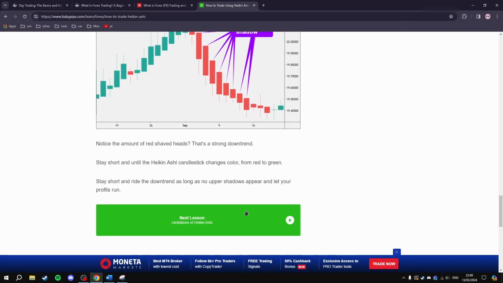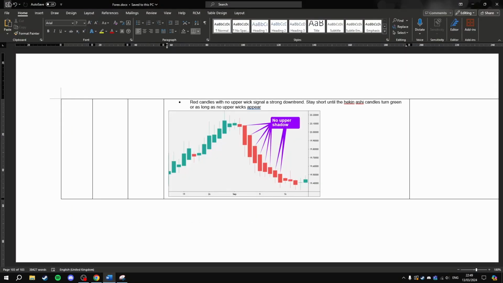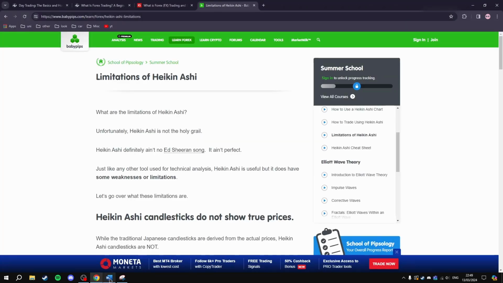Stay short and ride the downtrend as long as no upper shadows appear and let your profits run. Very good. No upper shadows, so a strong downtrend until we get to about here maybe, and then we close the trade.